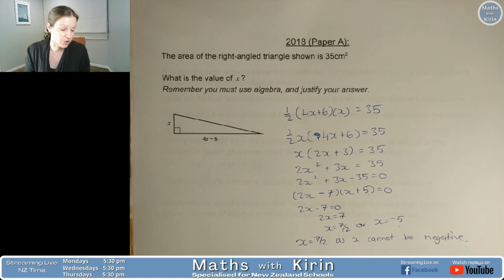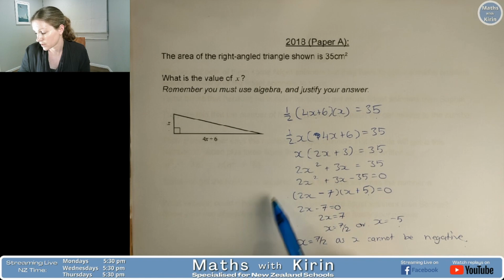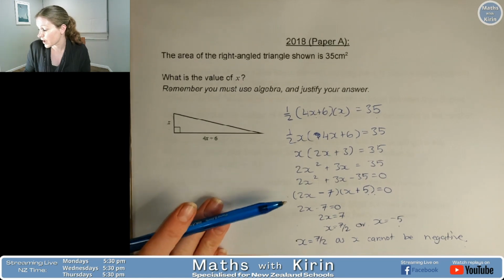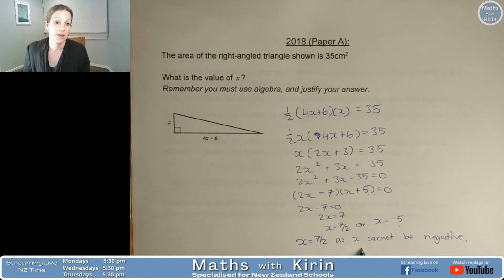For merit, you need to do two of those things. Okay, so correctly expand and factorize. Okay, for excellence, you get all the way through and you correctly justify your solution. So you show your two mathematical solutions, and then you justify why it has to be 7 over 2. Okay.